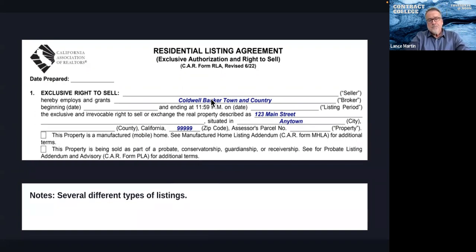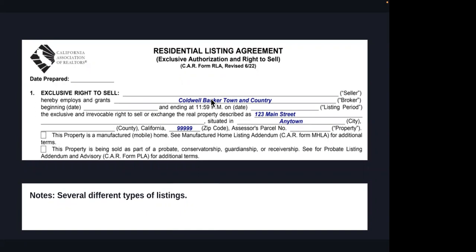Let's suppose that the property is owned by John and Sally Smith, all right? But for whatever reason, John Smith is not available to sign the listing agreement, okay? The husband is out of the country, he's unavailable, whatever it happens to be, and you're only dealing with the wife, Sally Smith. Excuse me, Matt. Yep, go for it, jump in.